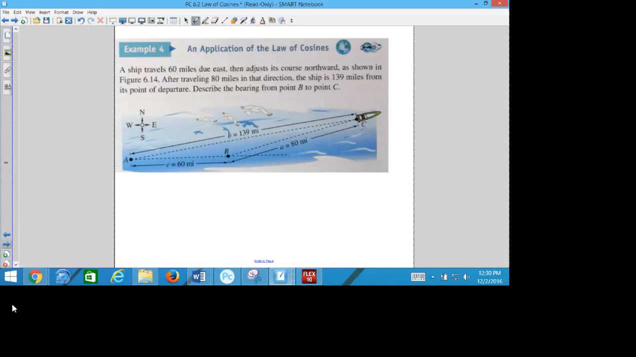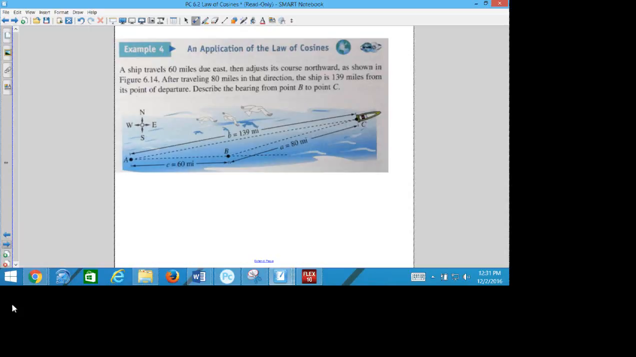Okay, so what do we know of the triangle? We have all the sides and no angles. What do you think we need to find? Angles. We need to find all the angles, two of them, or one of them.